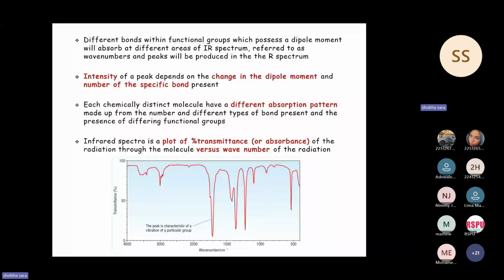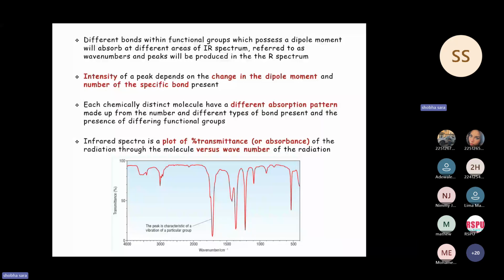The intensity is different. Why is it different? Because of the number of such specific bonds. Maybe CH stretching is there, maybe 10, 15 CH bonds, then the intensity will be very high. Maybe for another one the concentration is very low, that bond will be limited, and that will give rise to a small dip or a small peak. And one more thing is very important: there should be a change in the dipole moment of the bond.